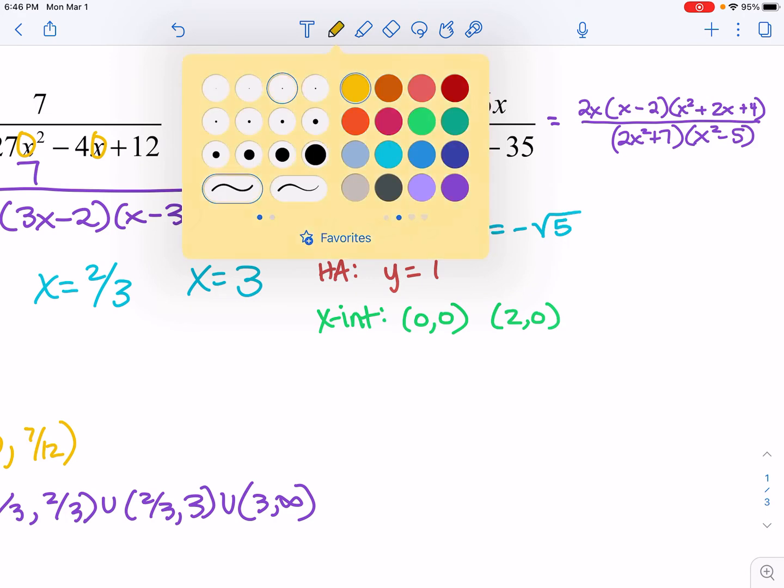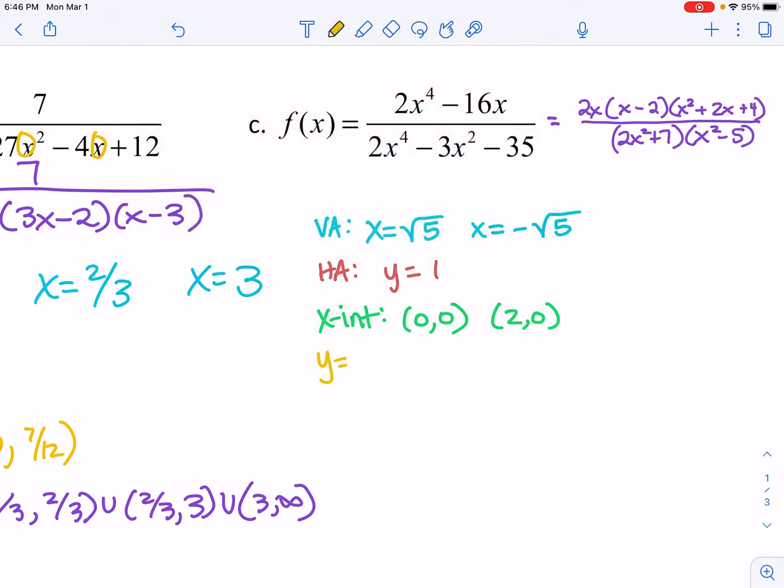And then we plug in 0 for x to find that y-intercept. Again, I'm going to go to my standard form, because when I plug in 0 here and 0 there, my numerator is just 0. And when I plug in 0 at the bottom, I get negative 35, but 0 divided by any number is 0. So that means my y-intercept is (0, 0), which makes sense because if I have an x-intercept at (0, 0), then obviously my y-intercept needs to be there as well.